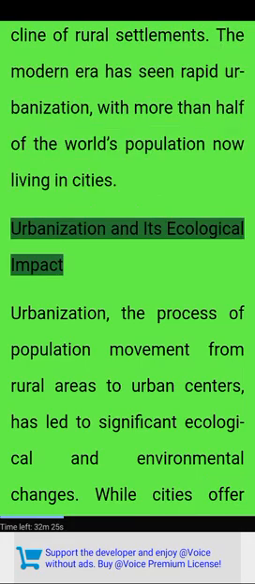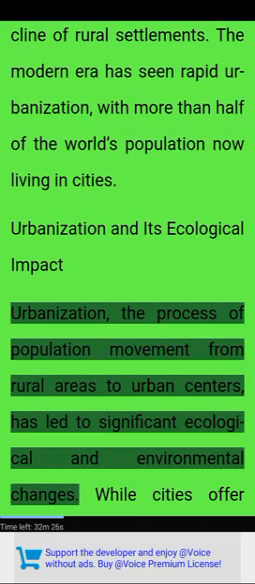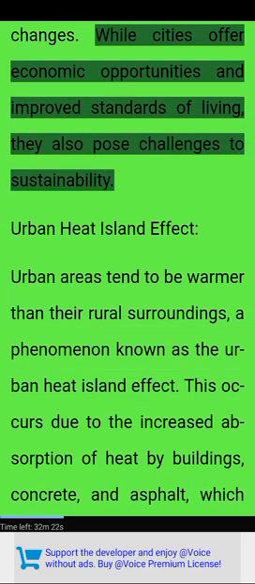Urbanization and its ecological impact. Urbanization, the process of population movement from rural areas to urban centers, has led to significant ecological and environmental changes. While cities offer economic opportunities and improved standards of living, they also pose challenges to sustainability.